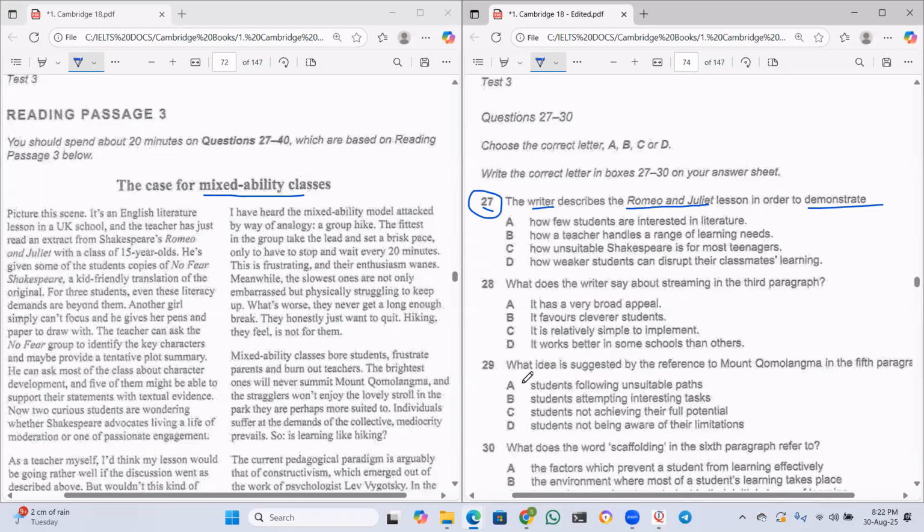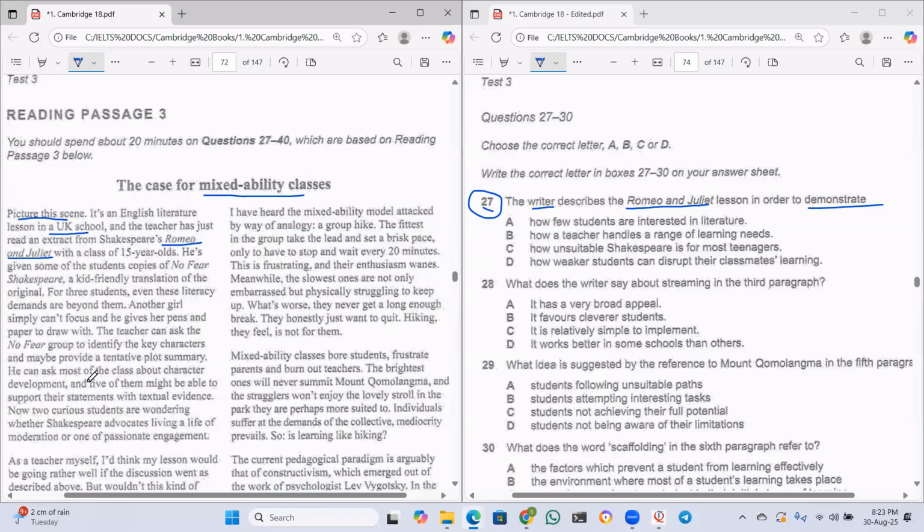Let's read this paragraph. Next, picture this scene. It's an English literature lesson in a UK school, and the teacher has just read an extract from Shakespeare's Romeo and Juliet. See, here we have our keywords. So the answer is there in the first paragraph itself.